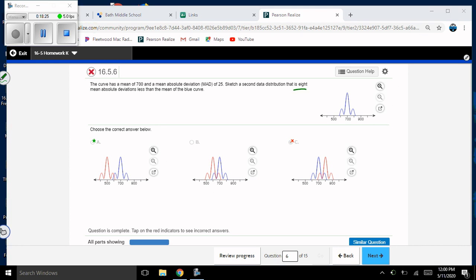It's 8 MADs. So 8 times 25 is 200. So that means it's going to be the one where red is, and it says it's less, all right? So it's 200 away from 700, so it should be A, okay? My fault. Let's go through another one of those, maybe hit a similar question here.